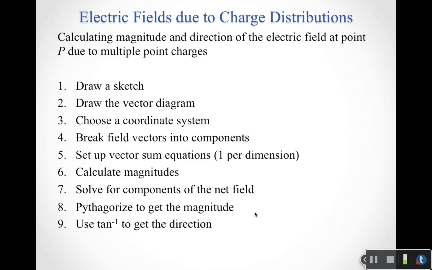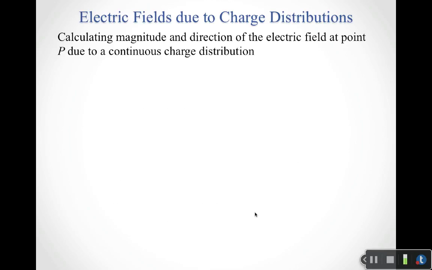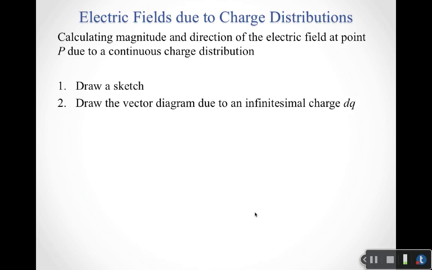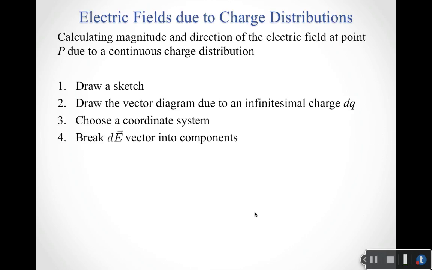So this is basically the process that we've been using to calculate the net electric field for multiple point charges, and all we're going to do is alter it slightly to deal with our charge distribution. So we're going to start the same way by drawing a sketch, and now we're going to draw the vector diagram of the field due to one infinitesimal chunk of charge dq. So we're going to pick some dq, some random point out there in our charge distribution. We're going to draw its contribution to the electric field at point P.